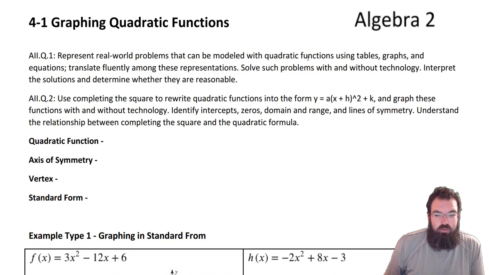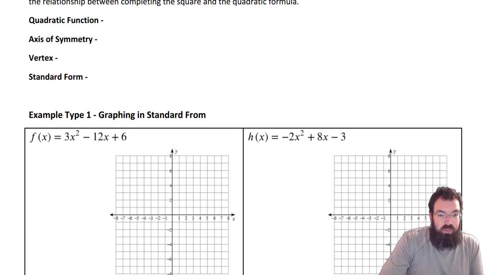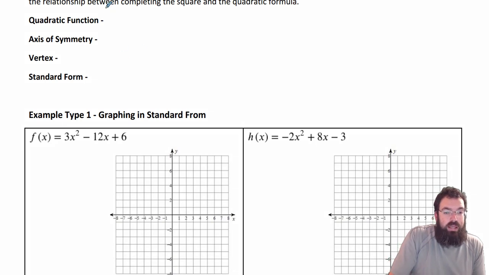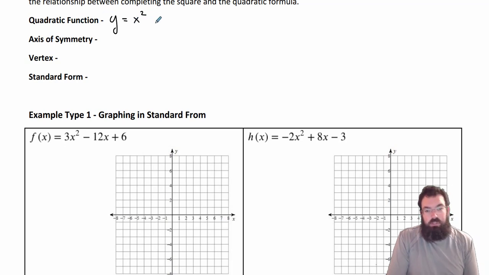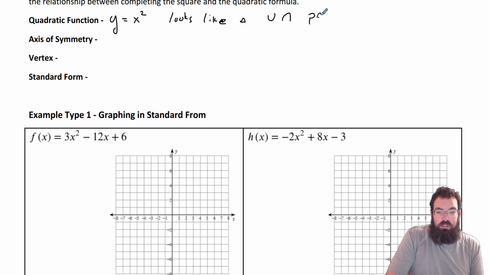We're going to graph quadratic functions using tables, graphs, and so on, in vertex form and standard form. So a quadratic function, the very basic form, is y equals x squared. That's a quadratic. What it does is it looks like a U, upside down or right side up. It's what's called a parabola.